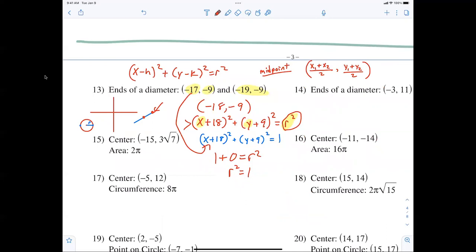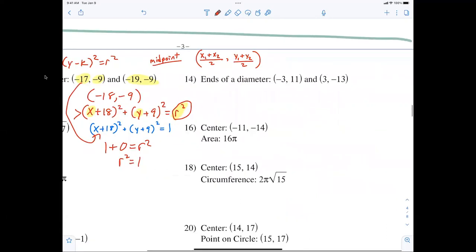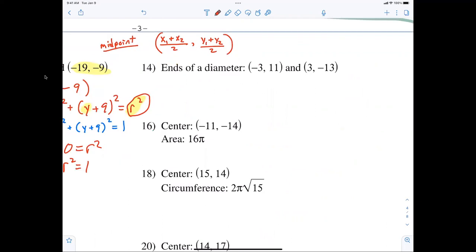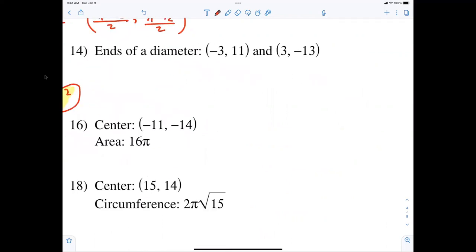All right, let's check out number 2 now. Or I'm sorry, number 14. I need someone to calculate for me real quick the center of the circle. Let's see who is paying attention.